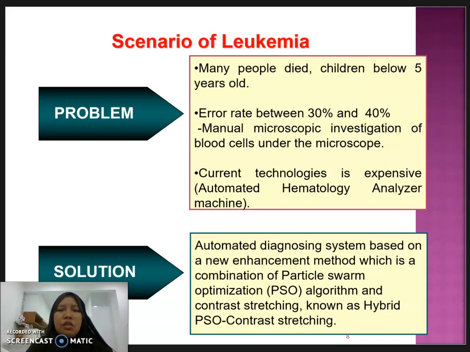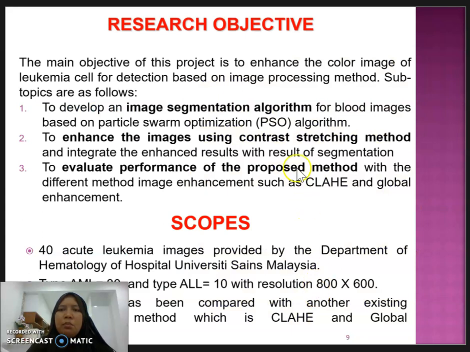developing countries like Malaysia. So for the solution, we try to develop an automated diagnosis system based on a new enhancement method, which is a combination of the particle swarm optimization algorithm, PSO, and contrast stretching. We name it the hybrid PSO-contrast stretching. The main objective of this project is to enhance the color image, compared to using grayscale or RGB color.